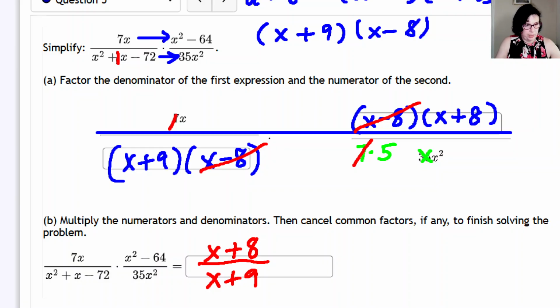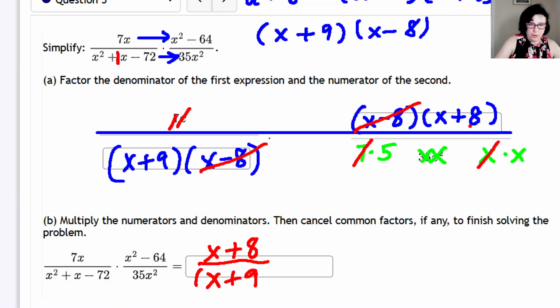How do we cancel that? Okay, well, remember, again, I'm going to try to delete it here, but what is x squared? It's x multiplied by x, right? And on the top, we had another x. So now we can also cancel one of the x's. Okay, so what's left? x plus 8, x plus 9. And on the bottom, we still have the 5 and the x that didn't cancel.